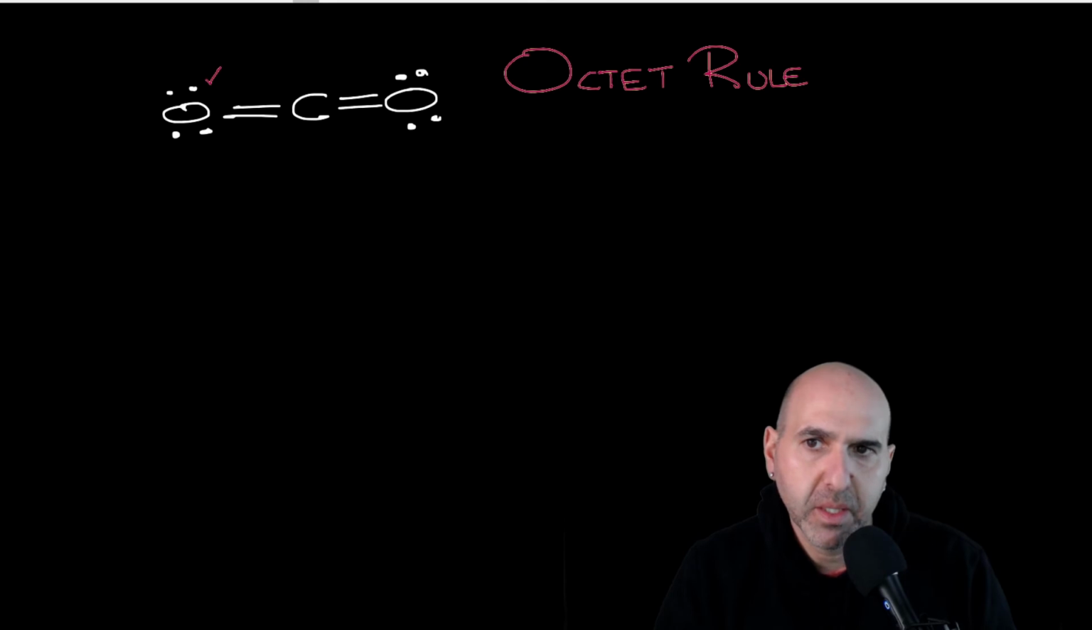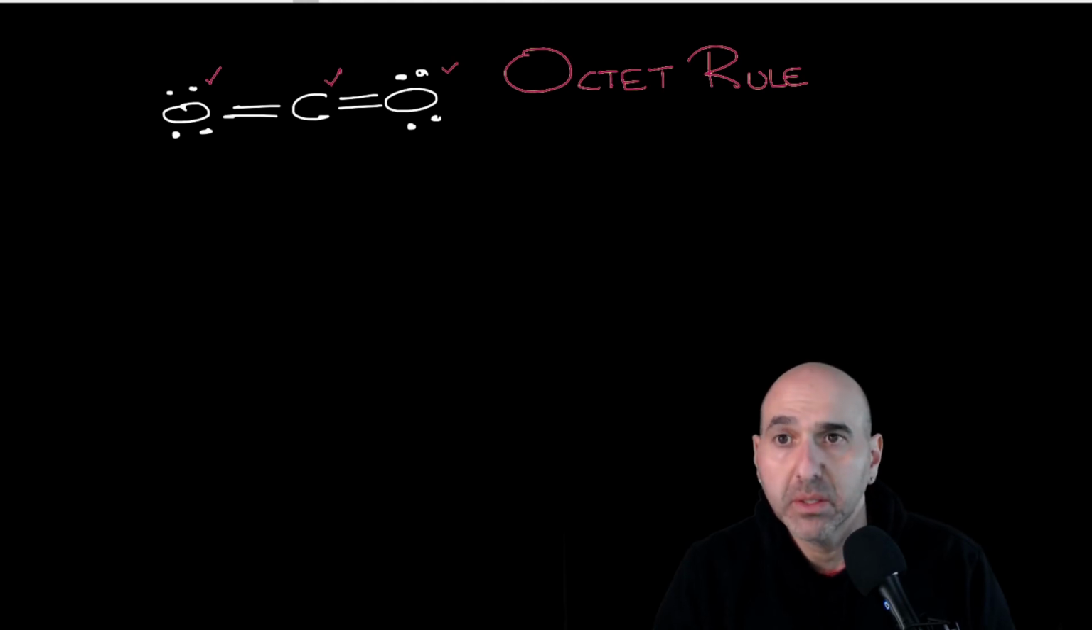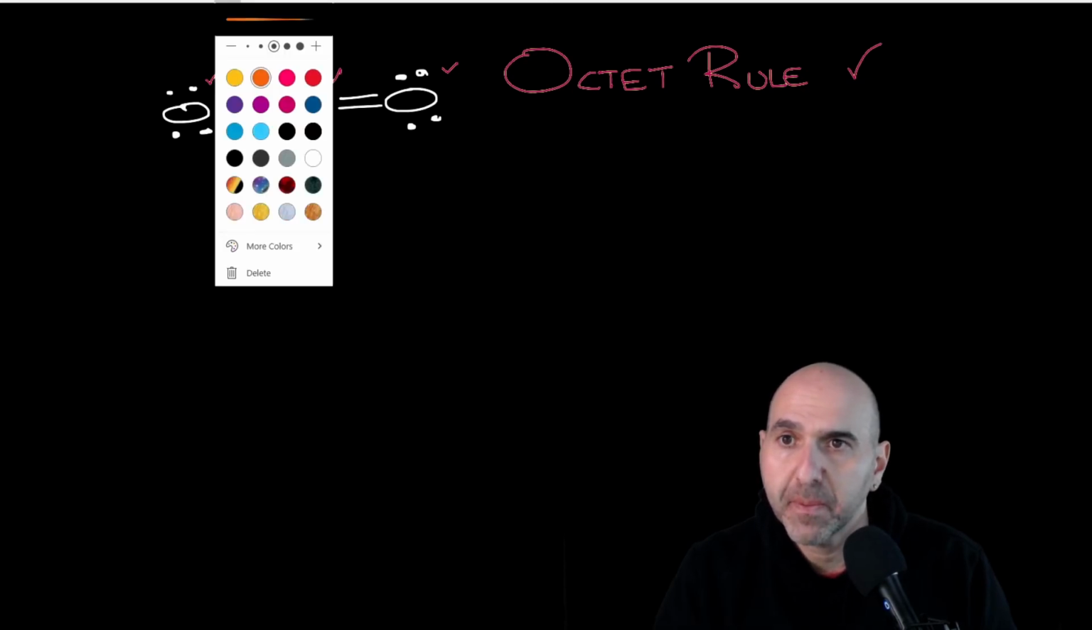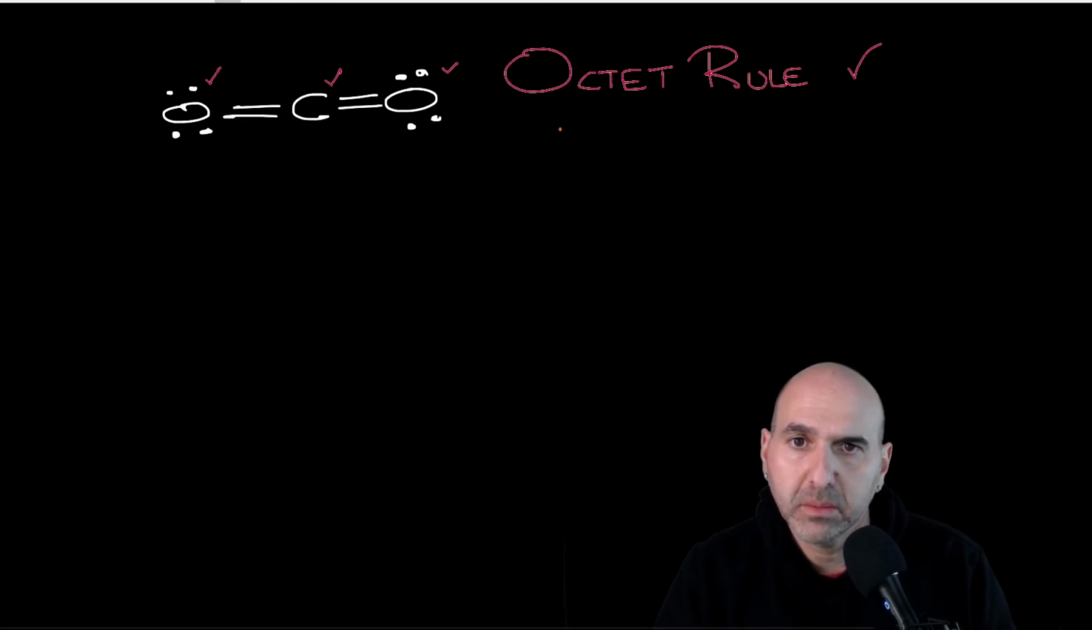What about the carbon? 1, 2 from this bond, 2 from this bond, so that's 4. 2 more from this bond is 6. 2 more from this bond is 8. So this one also respects the octet rule. And then this oxygen, well, it's the same as this one in terms of how it's bonded, but let's take a look. 1, 2, 3, 4, 5, 6, 2 more from this bond, and then 2 here, 7, 8. So this one also respects the octet rule. So we're already ahead of the game. But let's check now formal charge. Right, so put that in orange.